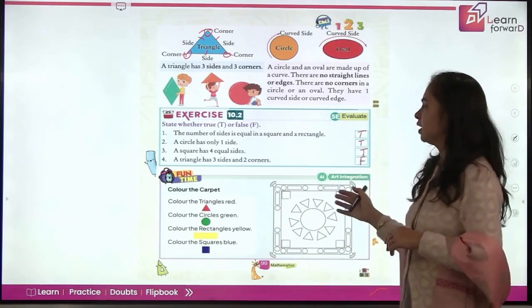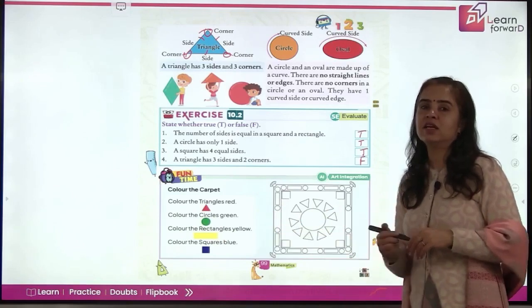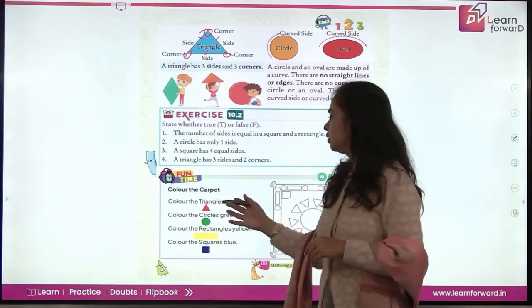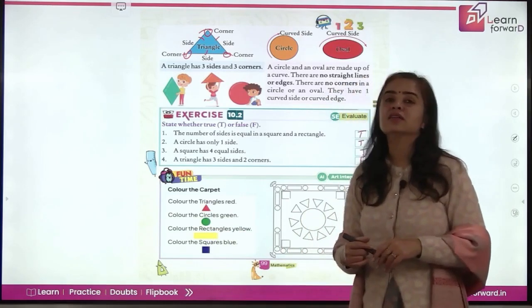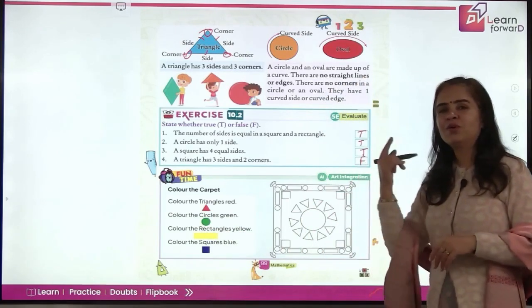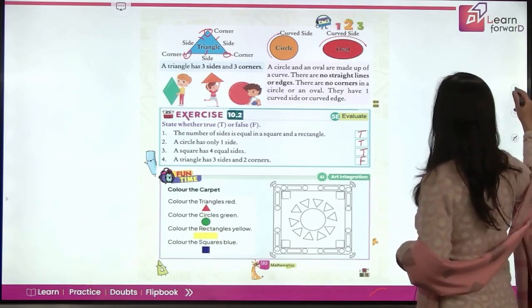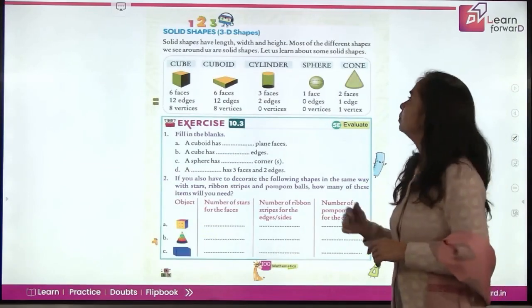Now here is a fun activity for you. You have to color the carpet as it is given here. According to this color, the triangles red, circles green, rectangles yellow and squares blue. So you will make your own carpet. Be very careful, and let's see who does the neatest. Let's move to the next.